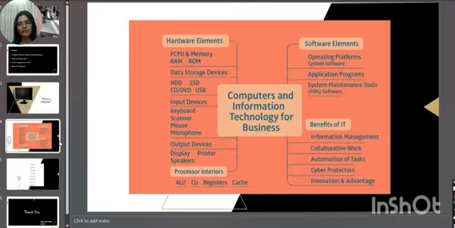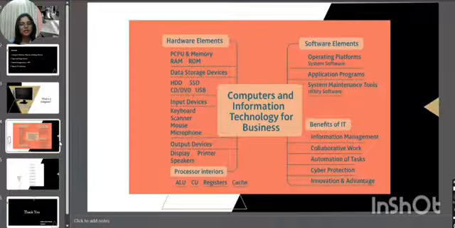Now let's look at the benefits of IT, shown on the bottom right. Information technology offers many advantages for the business. The first one is information management, which helps us store and organize data efficiently. Then we have collaborative work, making it easier for teams to communicate and work together, even remotely. And then we have automation of tasks, which saves time by reducing manual work. And then we have cyber protection, which defends data and systems from threats and attacks.